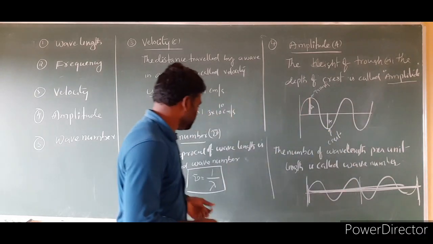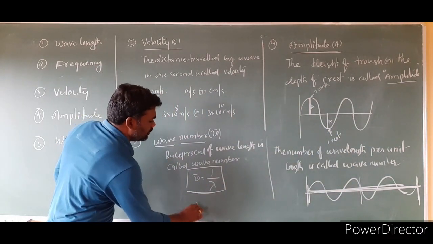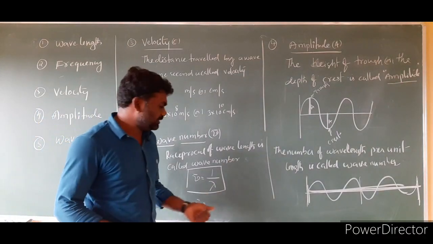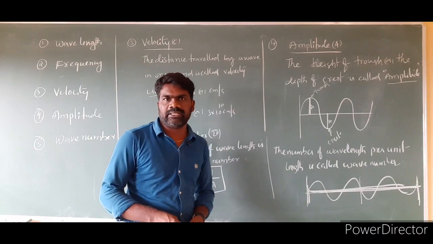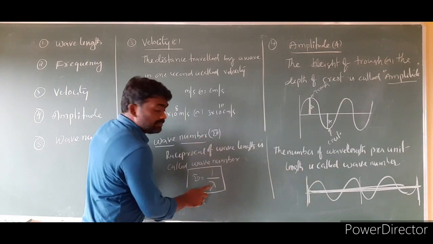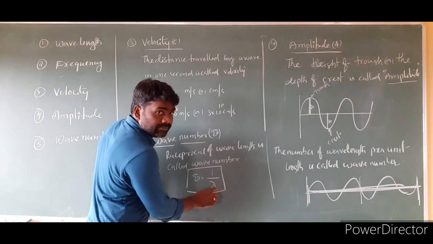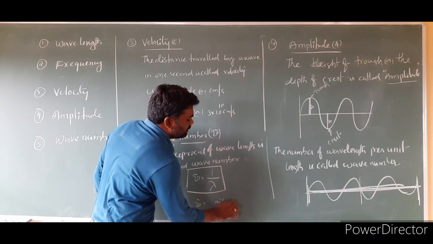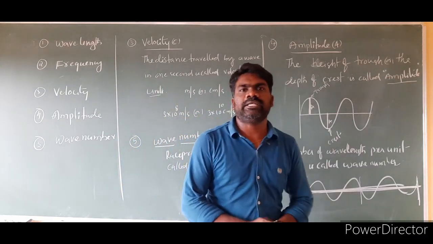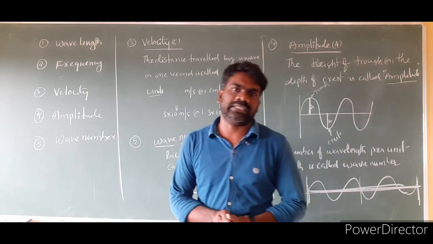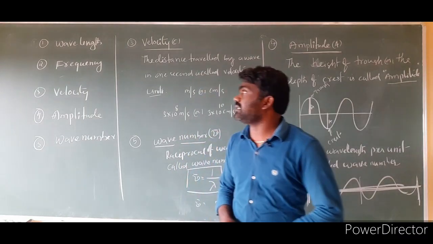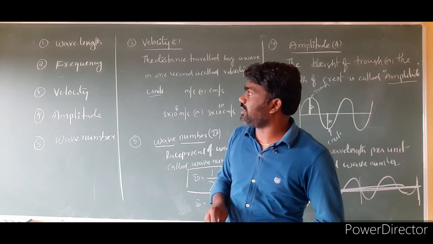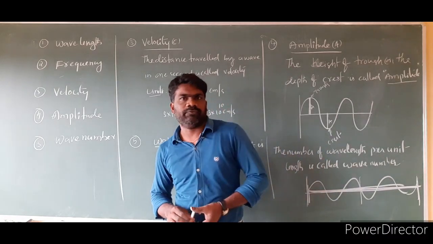So reciprocal of wavelength, since nu bar is equal to 1 by lambda, we are measuring wavelength in terms of meters and centimeters and etc. So I am taking inverse, in the sense 1 by meter, that means meter inverse or centimeter inverse. So wave number is measured in terms of meter inverse or centimeter inverse, it is the unit. So these are the characteristic properties of electromagnetic radiations: wavelength, frequency, velocity, amplitude and wave number.